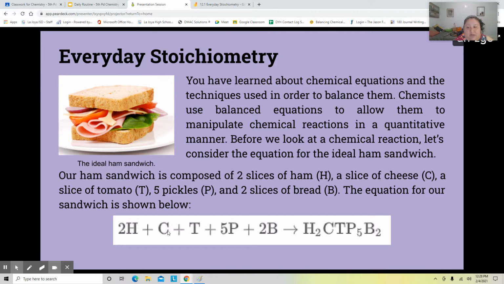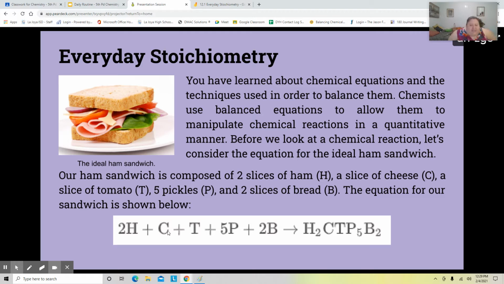Tomatoes. I'm sorry, did I say pickles? There's only 1 slice, so we just put the T for tomato. Pickles, the letter P. I got 5 of them, so what's the number in front? 5. B for bread. There's 2 of them, so what's my coefficient for that? 2. And then it's gonna yield the whole sandwich. So I'm gonna put it all together in one sandwich.